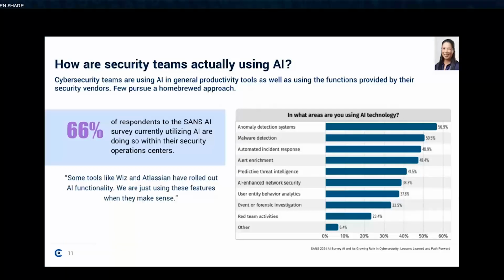We notice that particularly where cybersecurity professionals are leveraging AI in the systems that are provided by their vendors, we see a lot happening in the area of detection. So this chart is from the SANS AppSec and API report. And when it asks in what areas are you using AI technology, we see that the top 3 are number 1, anomaly detection systems, number 2, malware detection, number 3, automated incident response.